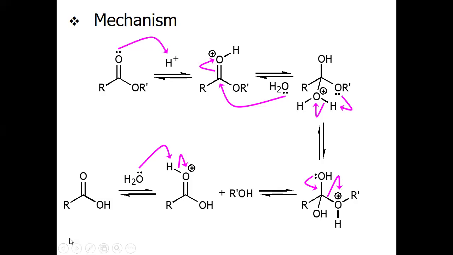Means you can see the difference between the basic condition and the acidic condition. In basic condition, we cannot get the carboxylic acid directly. We first achieve the carboxylic acid salt, which on usual acidic workup will give you the carboxylic acid. While in acidic condition, the ester directly gives you the carboxylic acid in a single step.